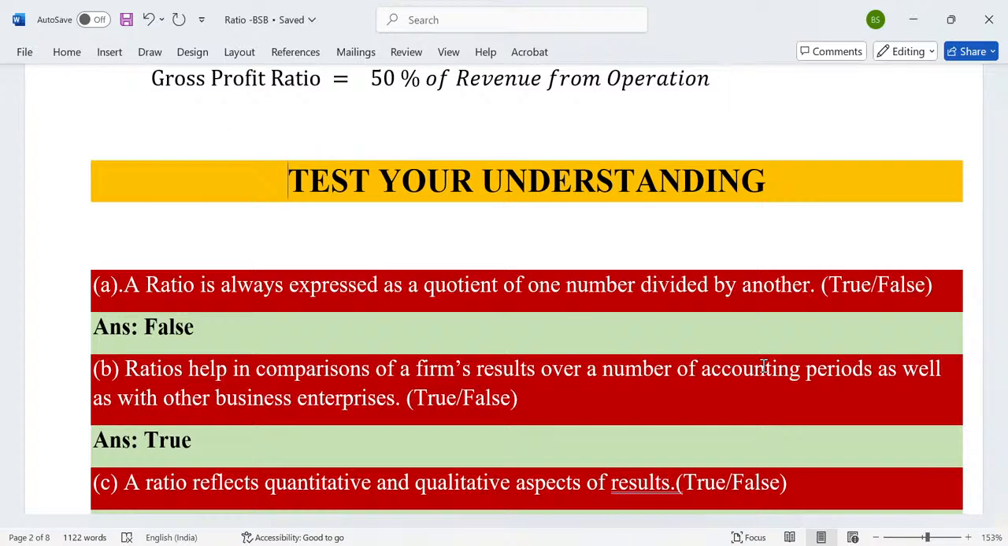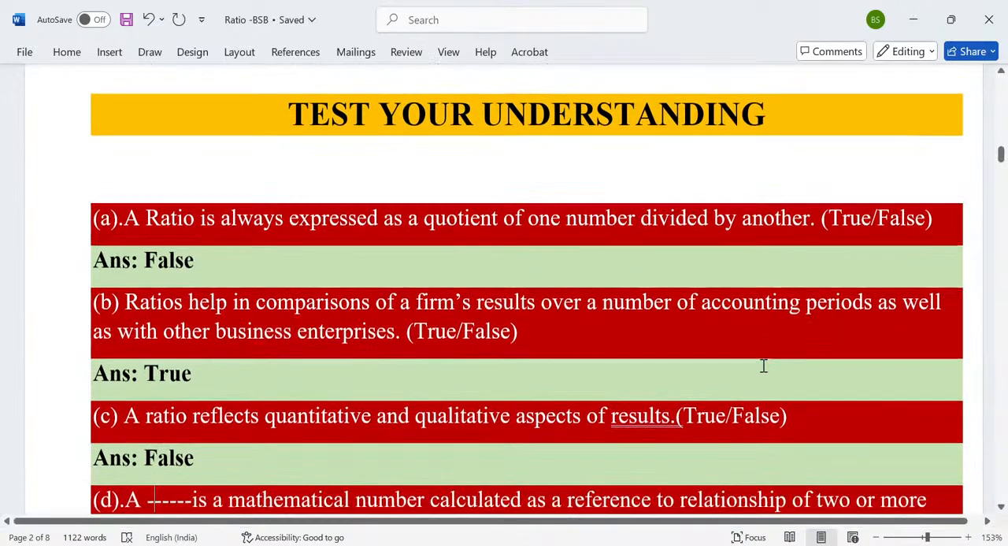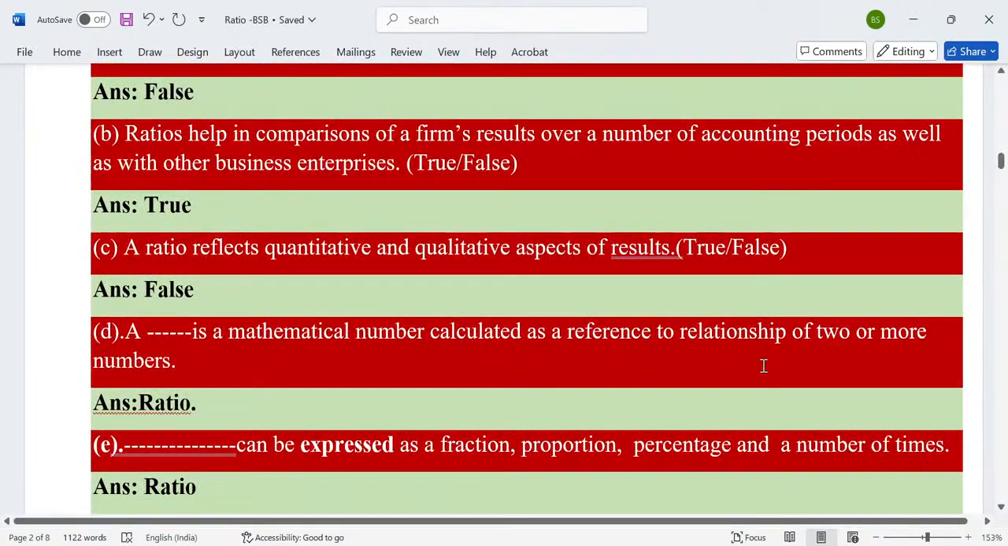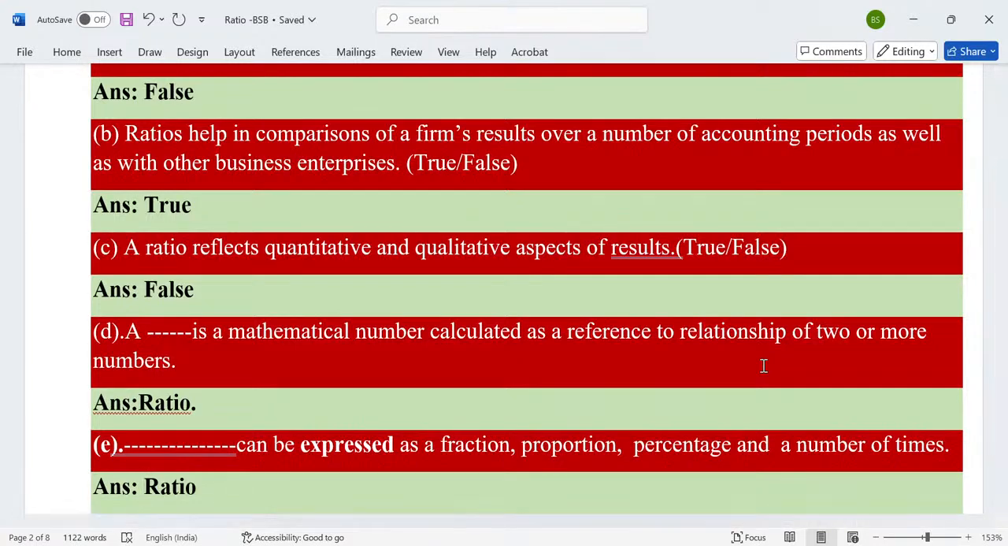Next question, C. A ratio reflects quantitative and qualitative aspects of results. False, because ratio reflects only quantitative aspects, not qualitative.